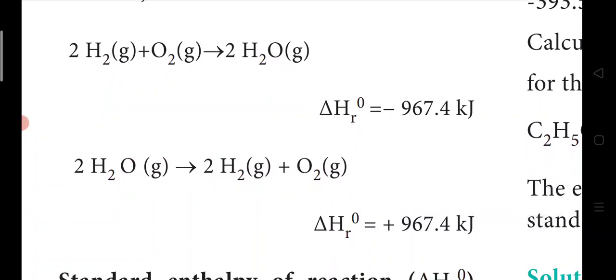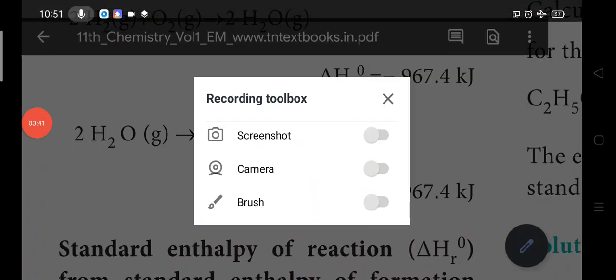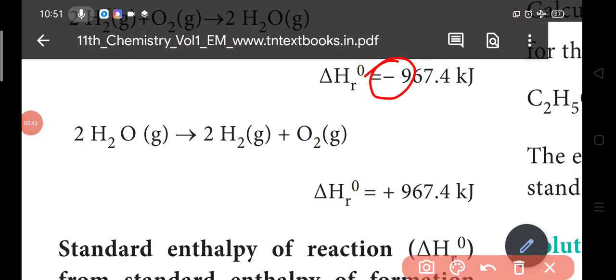967.4 kilojoules per mole. So here they have reversed the reaction. So 2 moles of water vapor will give you hydrogen and oxygen, which is the reverse. If that reaction is reversed, we have to reverse the sign also. Initially it was negative, so now we have reversed it into a positive sign. Since the reaction was reversed, the sign also has been reversed.